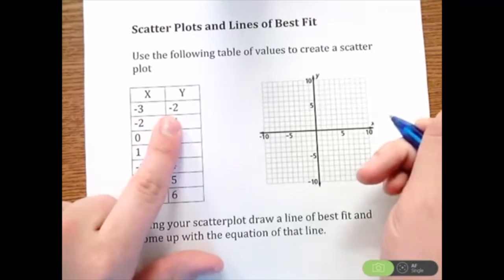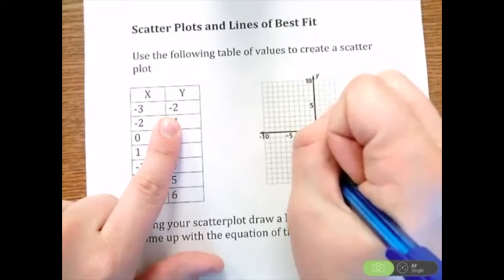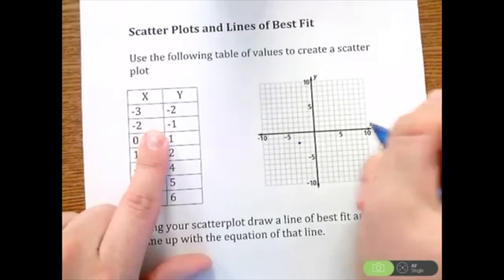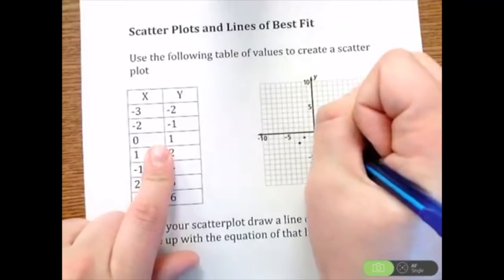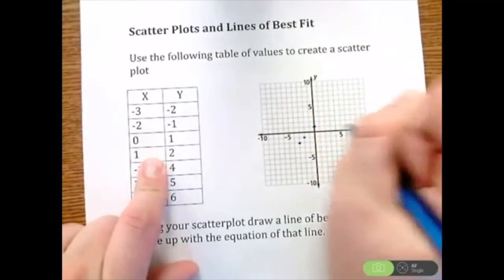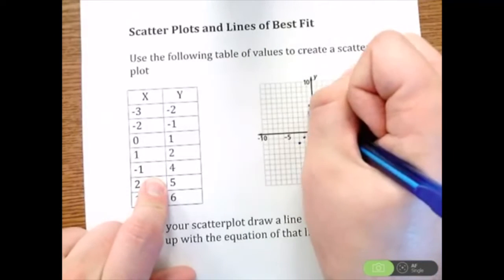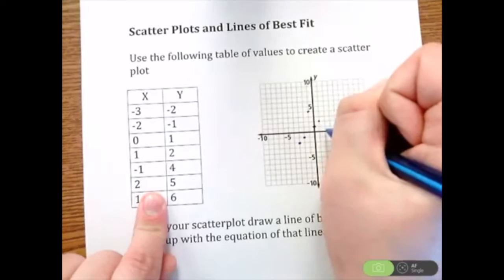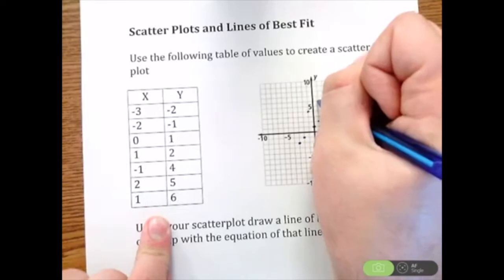So, -3, -2: go to the left 3, down 2. That's a point. -2, -1: left 2, down 1. 0, 1: don't go left and right, go up 1. 1, 2: over 1, up 2. -1, 4: left 1, up 4. 2, 5: over 2, up 5. 1, 6: over 1, up 6.